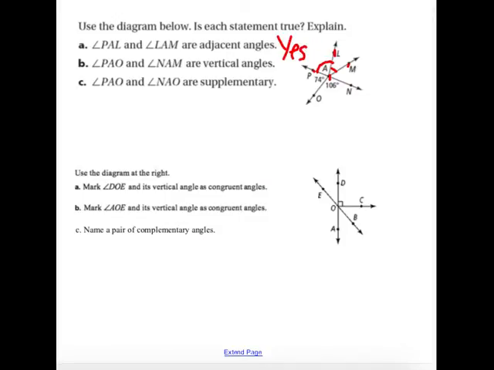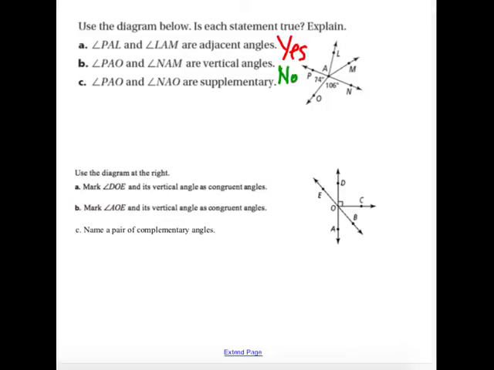Okay, I want to know if PAO, this angle right here, and MAN, this angle here, are vertical angles. Well, one of the things I look at is, do they look the same? In this case, not really, but let's double check. They need to be made up of the same line, so here's a line. You notice if I try to make a line here, I go crooked. So that is not a straight line. So no, those are not vertical angles. They're opposite each other, but they are not made up of the same lines.